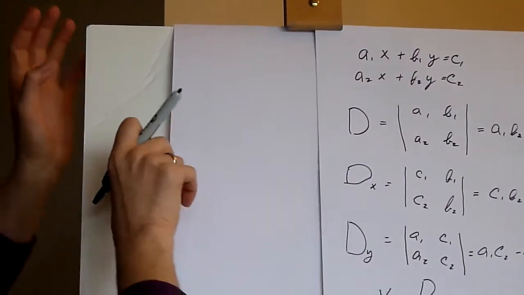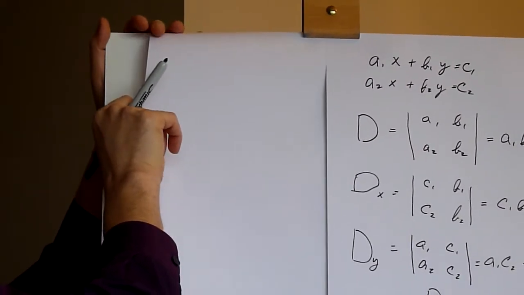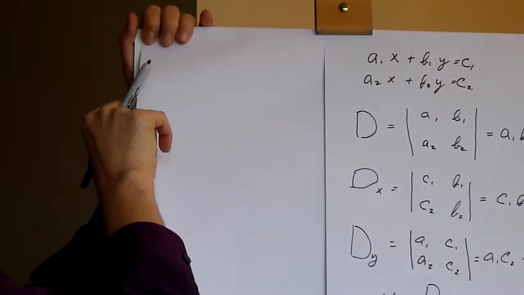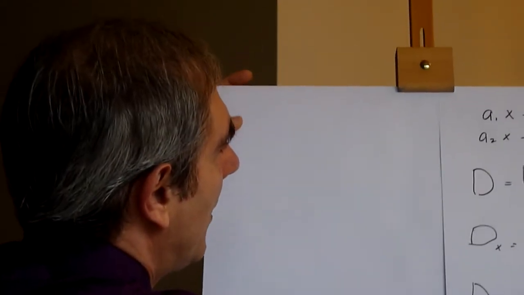All right, how's that? Okay. All right, this way we can see both of them. All right, I just thought of that.